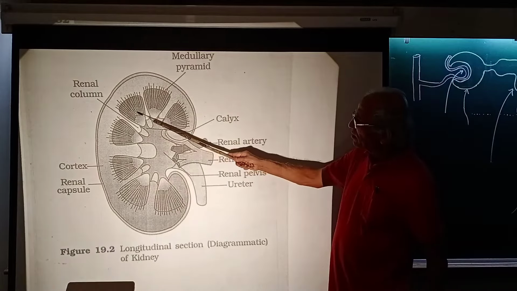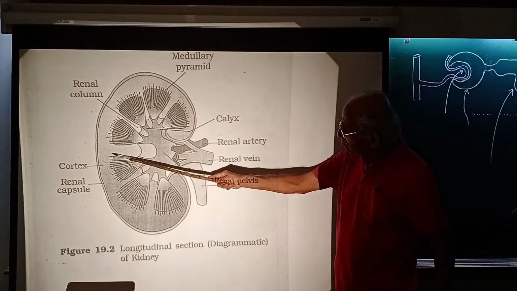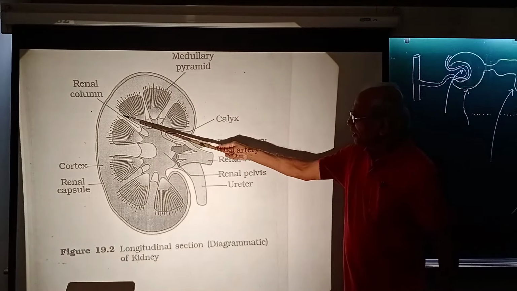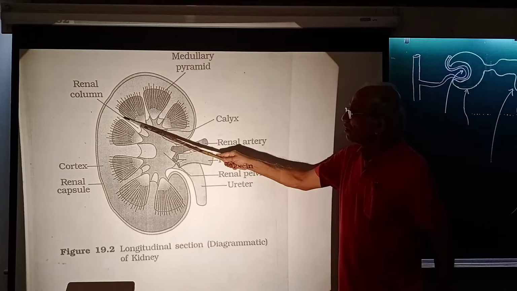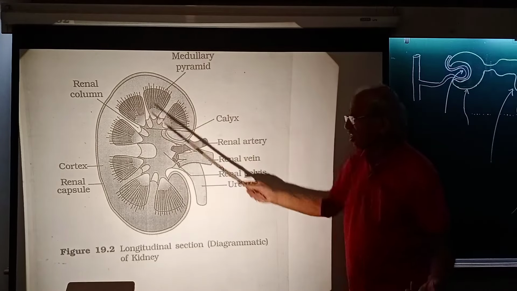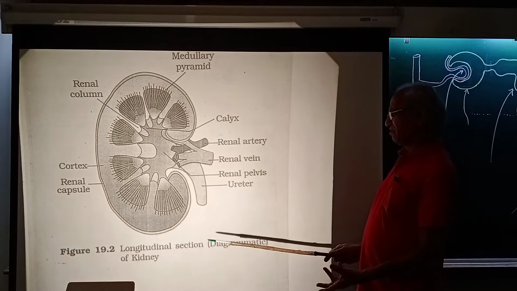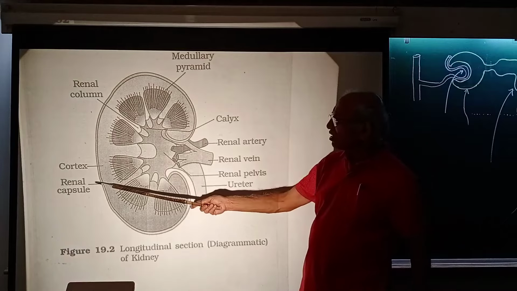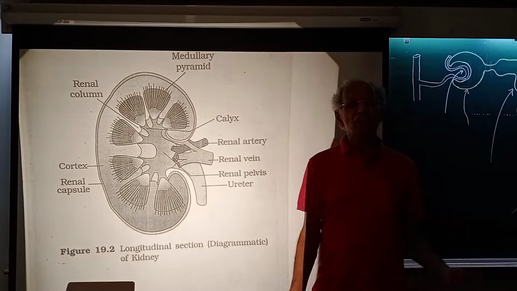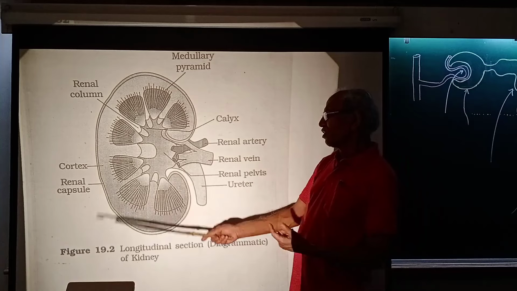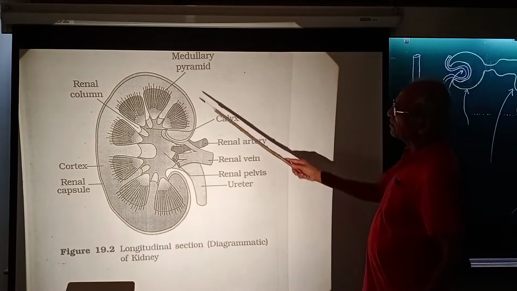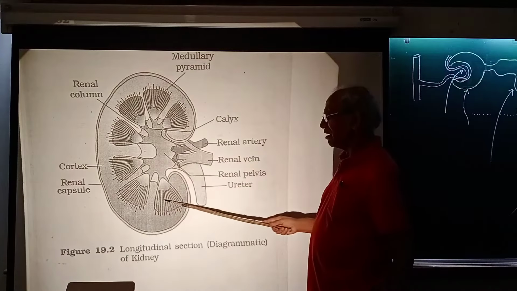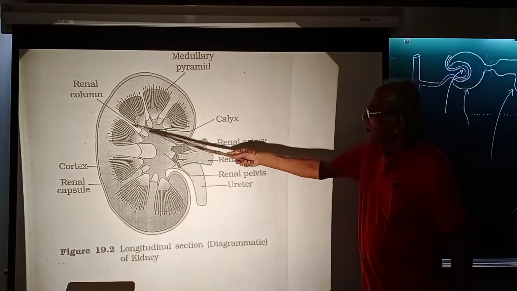Between the pyramids, the cortical tissue seems to be entering, and this cortical tissue that enters into the spaces between pyramids is called the renal column. You don't need to understand everything, but because it is in the diagram, I am just trying to tell you. Renal capsule is what? It's only the covering. Every organ has a cover, and here the cover is called the renal capsule. So just imagine there is a peripheral cortex and inner medulla. That's quite enough.